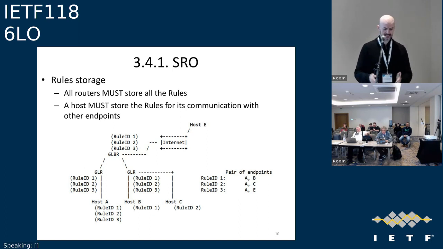So as you can see, in this case, each host would need to store the rules for the communications it is involved in. So host A needs to store all the rules in this case, host B only rule ID 1, and host C only rule ID 2. And the routers, the 6LRs and the 6LBR, need to store all the rules as well, okay? Next, please.